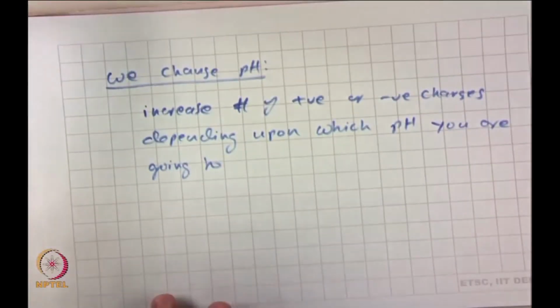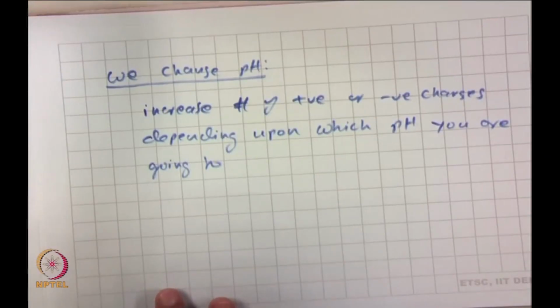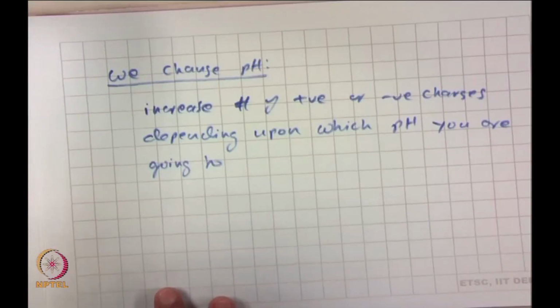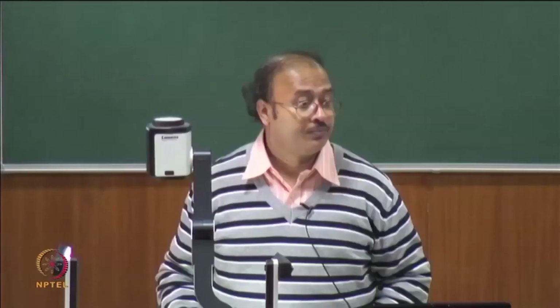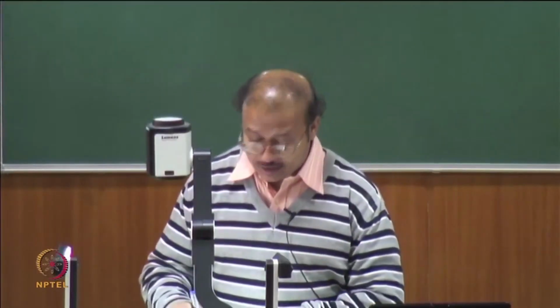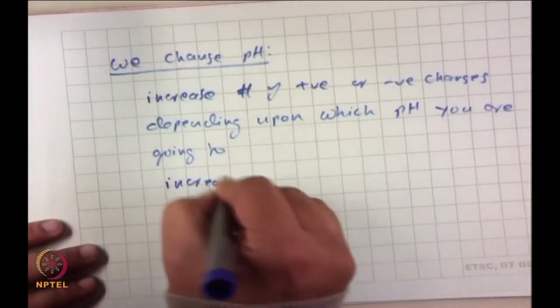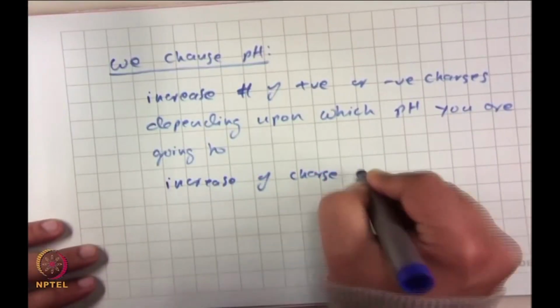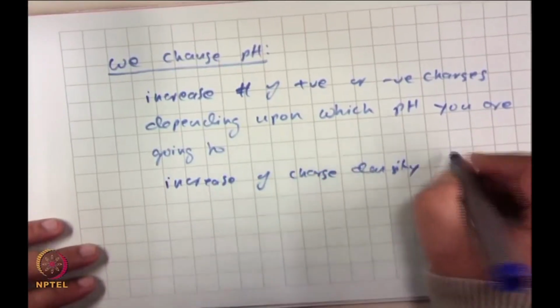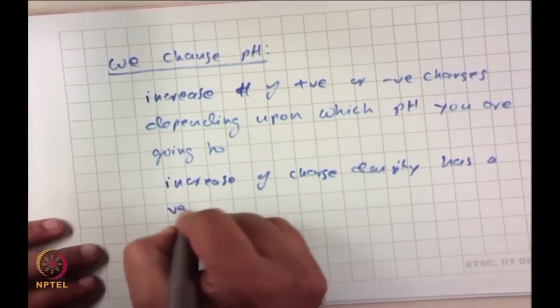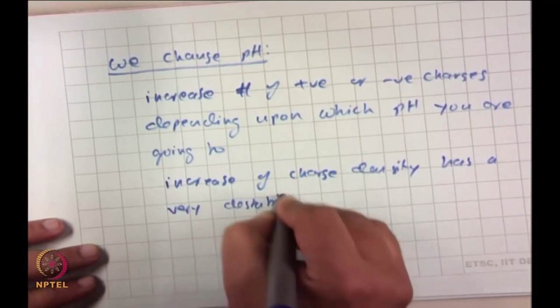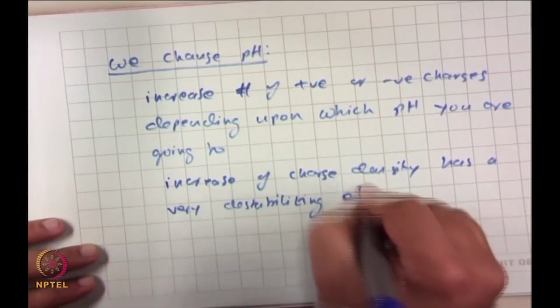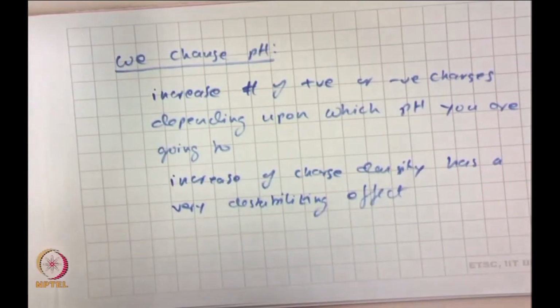That means if you are lowering the pH, you are essentially protonating, you are increasing positive charges. If you are going to the basic pH, you are deprotonating, that means you are essentially increasing the negative charges. But either way, when you are moving away from the isoelectric point, you are increasing charge density. Now, increase of charge density has a very destabilizing effect on the folded protein.